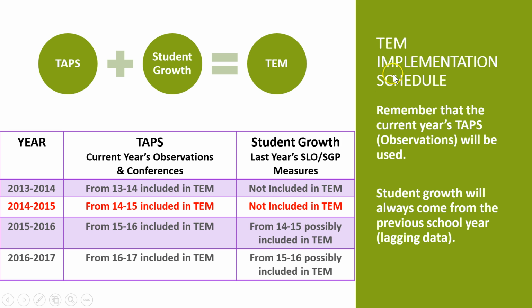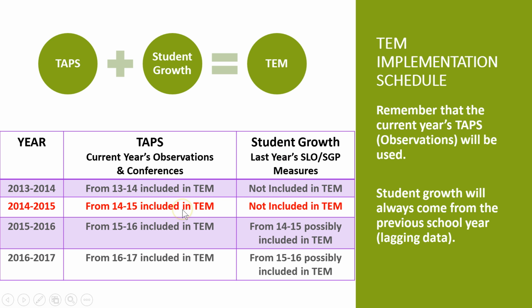Keep in mind the TEM implementation schedule. I'll remind you at the top, your TEM score is basically from two main areas: your TAPS observations and your student growth, which is not being used this year. Last year, that was the way it was done. You'll see in 2013-14, it was basically your observations and whatever student survey information was included to inform your TAPS, but student growth was not included. Likewise, this year, you'll see in red, the only thing that's going to be calculated into your TEM score is the current year's observations. And last year's student growth will not be included this year.